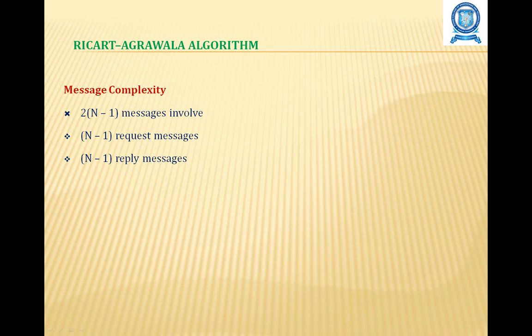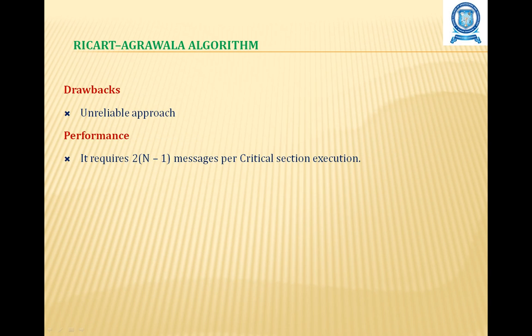So this is the message complexity of this algorithm. Here we have the 2(n-1) messages involved for execution. In this, n-1 request messages are present and also n-1 reply messages. The drawback of this algorithm is that it is an unreliable approach, and for performance, it requires 2(n-1) messages per critical section execution. So that's all about the Ricart-Agrawala algorithm.